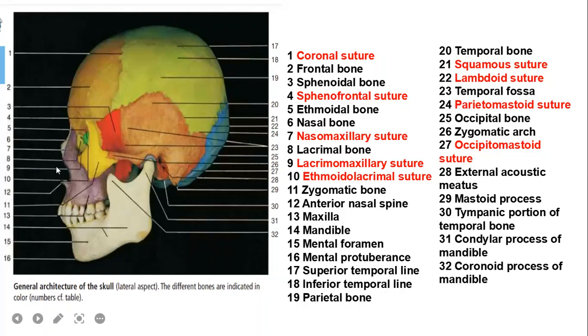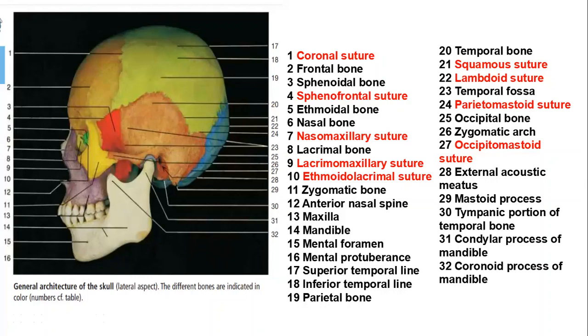Then we have the part labeled 9. Right here we have the lacrimomaxillary suture. Then we have the part which is 10. Let me move you to the part labeled 10 with my pointer, and that is the ethmoidolacrimal suture. Then the part labeled 21 is the squamosal suture. 22 is the lambdoidal suture. Then 24 right here is known as the parietomastoid suture. Then finally 27 is the suture known as the occipitomastoid suture.